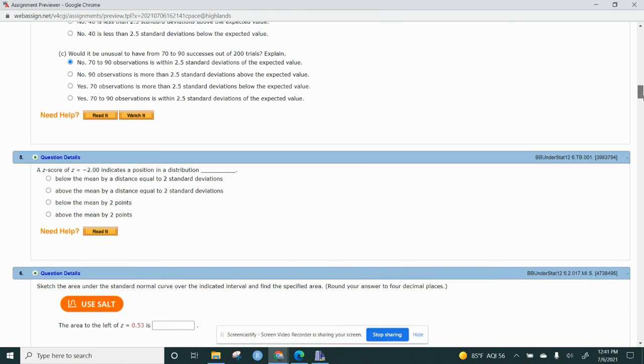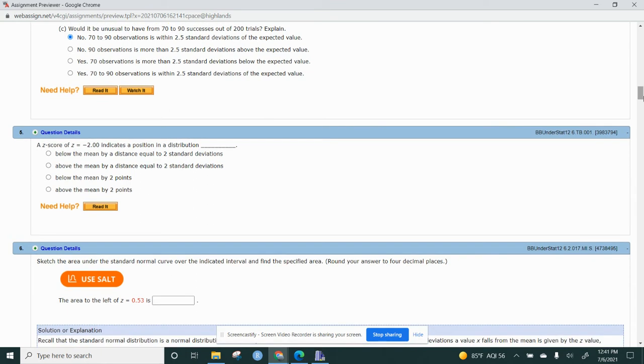Okay. All right. The next one: a z-score of -2 indicates a position in the distribution. Remember, a z-score shows you where a value is in the normal distribution. So for a -2, it shows you that it's below the mean by a distance equal to 2 standard deviations. So it's this one. These aren't correct, because what does 2 points mean? That doesn't mean anything. But the -2 tells you that value is 2 standard deviations below the mean. So that's how you know that one.